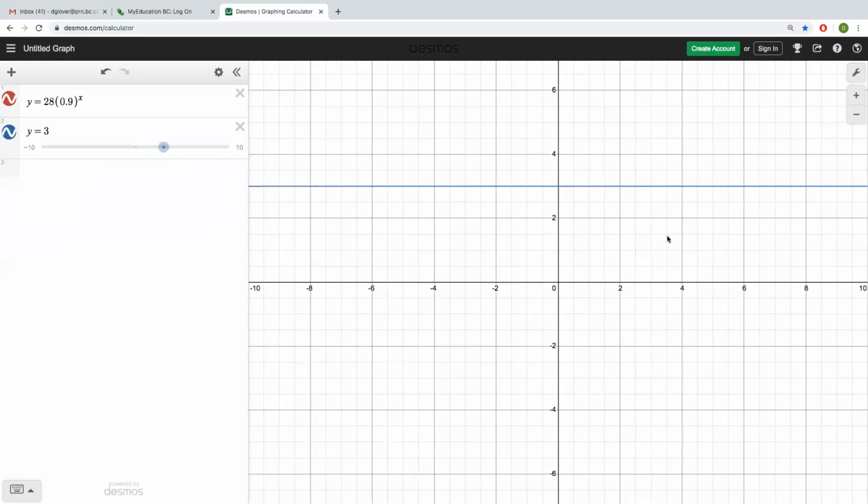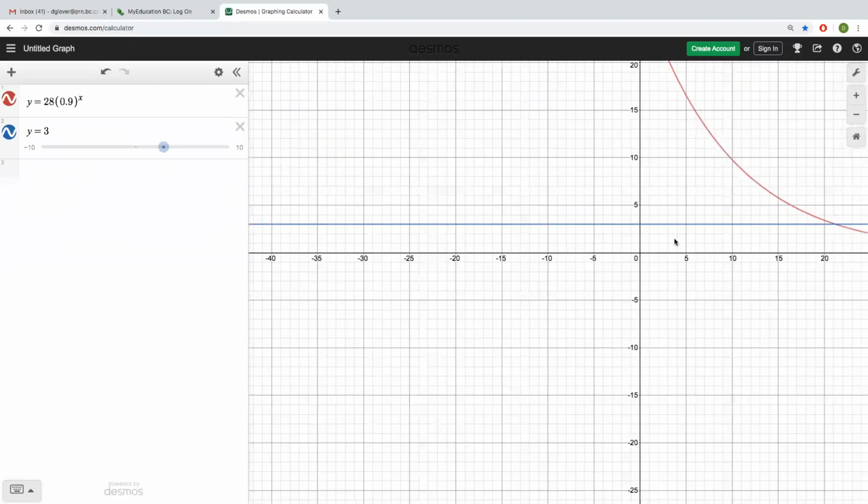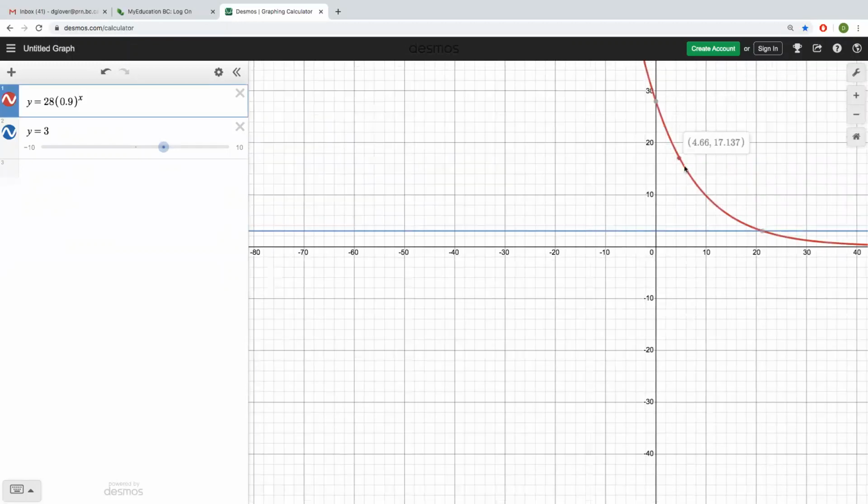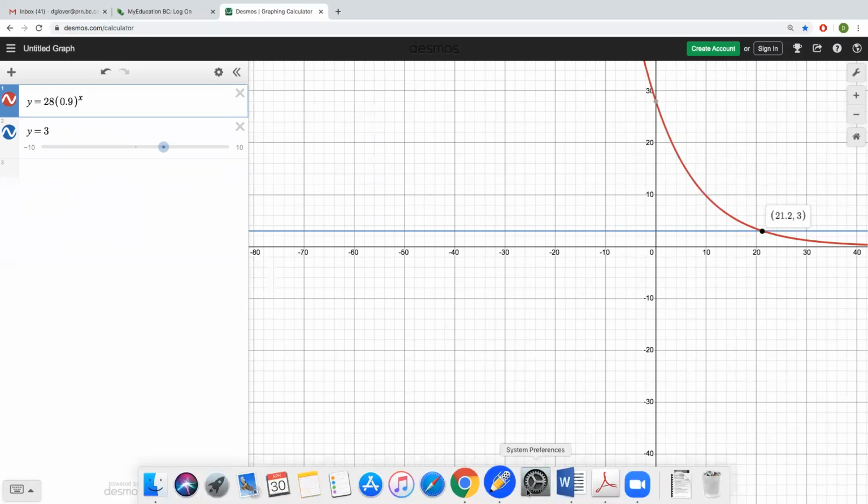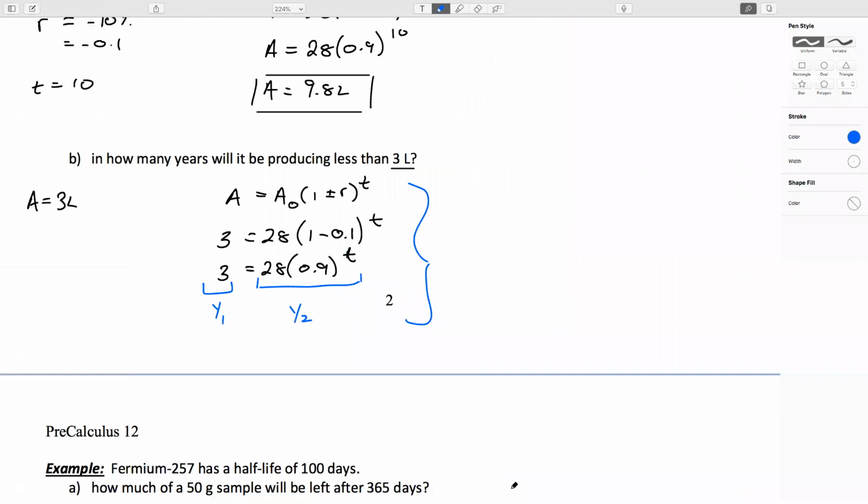So we need to figure out where these functions intersect. We can zoom out and we'll actually see the taller function. This is the decay of the tree sap. If we go down to this meeting point at 21.2, that's when y equals 3. So 21.2 years is the solution for x. That's how many years we've got to wait. If we go back to this, they intersect at 21.2, so t equals 21.2 years.